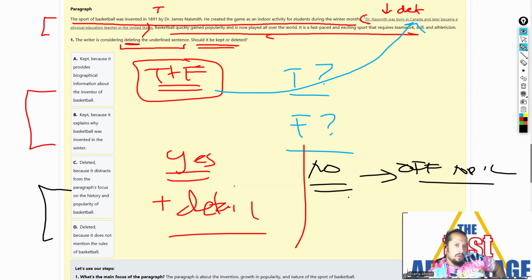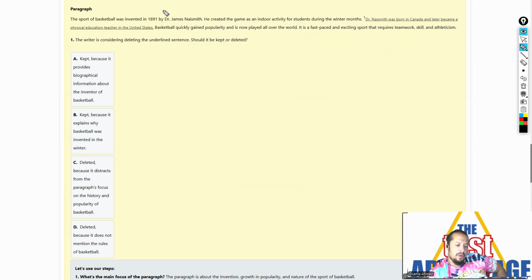Again, let's read the paragraph. The sport of basketball was invented by Dr. N. He created the game as an indoor activity for students. Basketball quickly gained popularity. What is the topic of the paragraph? The topic is in every sentence, generally in about 90% of sentences.